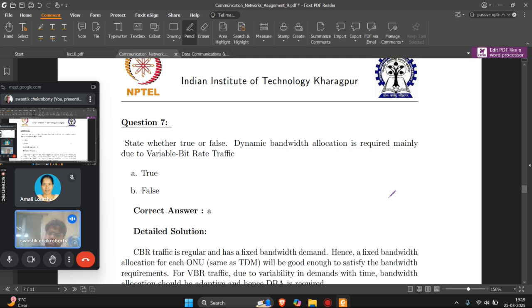Dynamic bandwidth allocation will be taught later, so I think this part can be skipped for now.